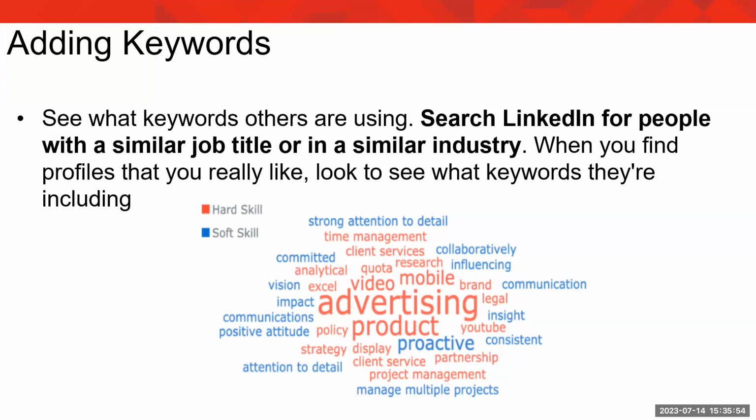So when we talk about using keywords, you want to talk about different levels of keywords. You want to make sure you have your hard skills and your soft skills. You'll see shown on the screen, we have some hard skills listed in red, and then our soft skills listed in blue. Just make sure you are using a variety of hard and soft skills. Research LinkedIn for people with similar job titles or similar industries, so you can see what their profiles look like and what type of keywords they've used, and maybe consider using them in your profile too.